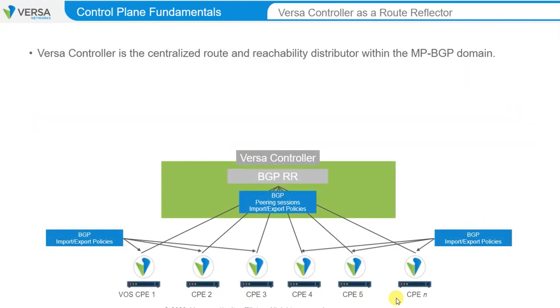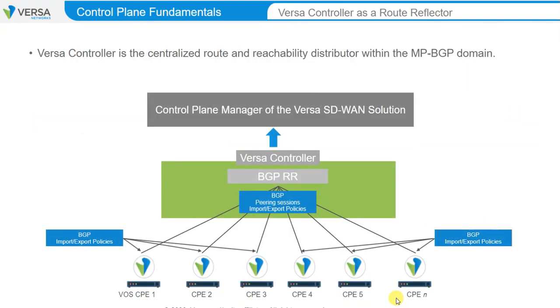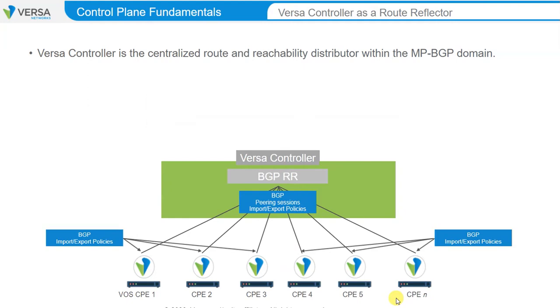Versa Controller is the control plane manager of the VersaSecure SD-WAN solution. Versa Controller is the centralized route and reachability distributor within the MP-BGP domain and acts as a BGP route reflector. BGP route reflectors are perhaps the most commonly used method of distributing routes within a BGP routing domain, from enterprises to data centers to service providers.